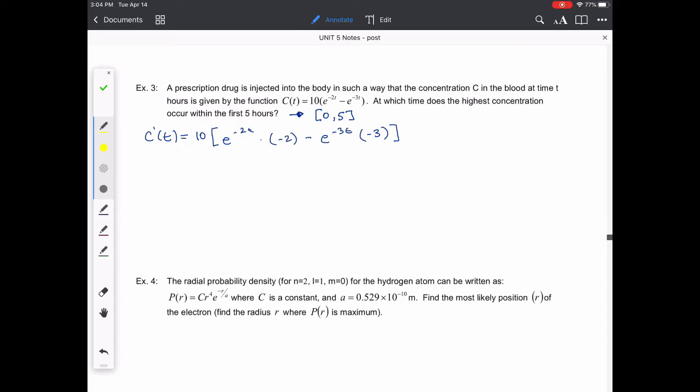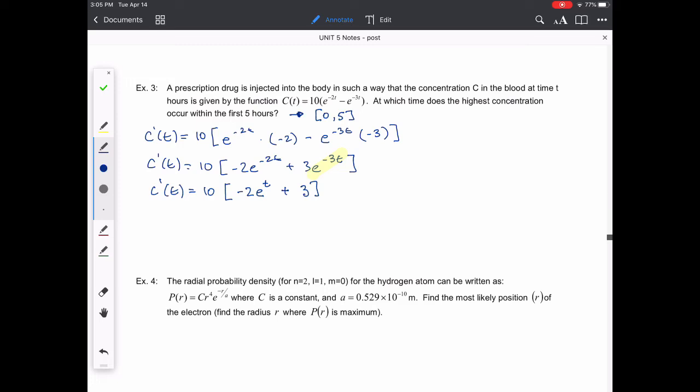I'm going to simplify this a little bit. So when I simplify this, what we're going to get is C prime of t is equal to 10 times negative 2 e to negative 2t plus 3 e to negative 3t. I'm going to factor out e to negative 3t, and we have to be pretty confident with our exponent laws. So when I do that, we're going to have our 10, and over here we're going to have our negative 2 e to the exponent t plus 3.